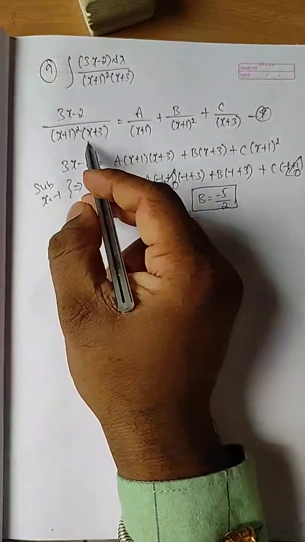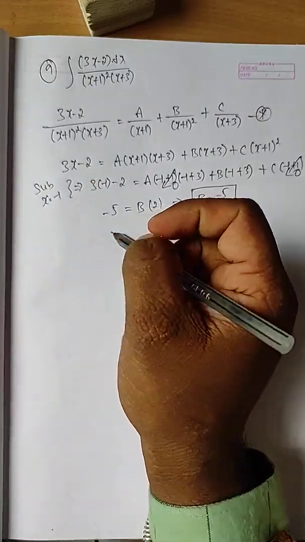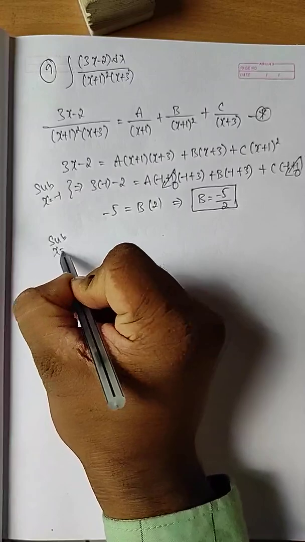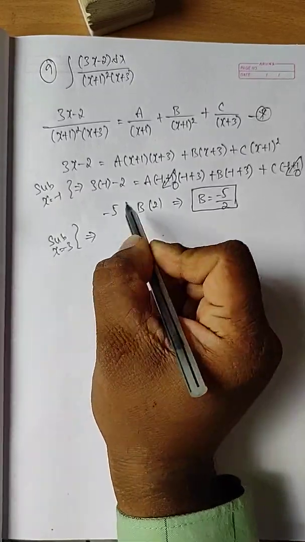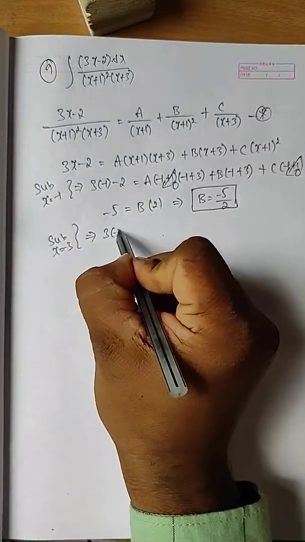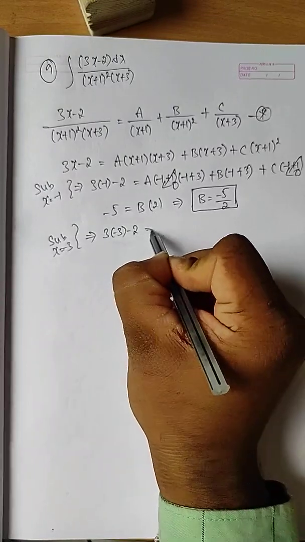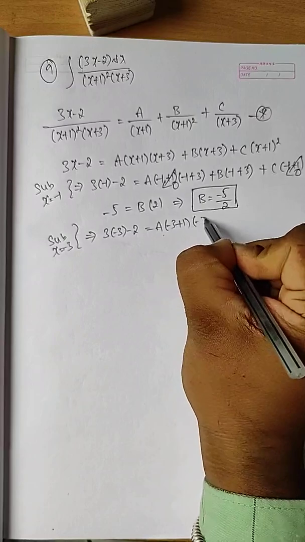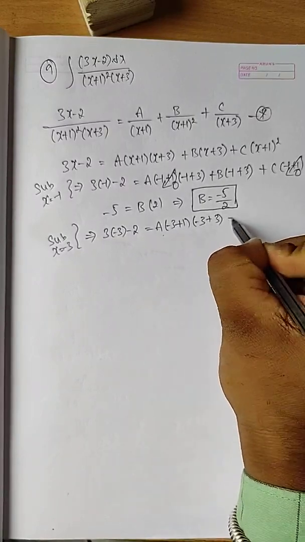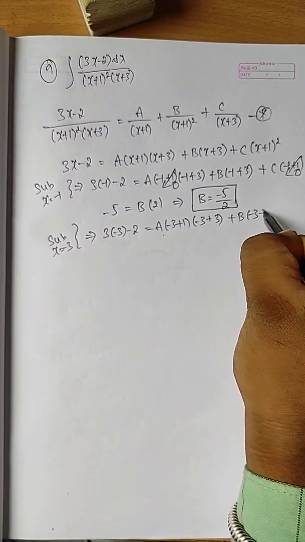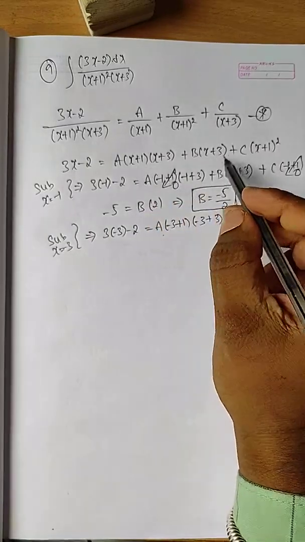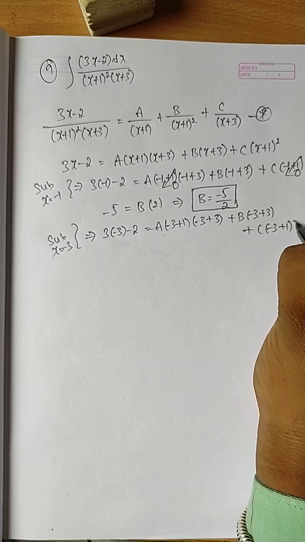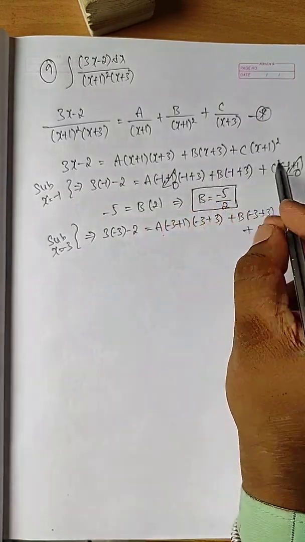Okay, for x plus 3, what do you want to substitute? You want to substitute x is equal to minus 3. If you substitute x is equal to minus 3 in this, so 3 into minus 3 minus 2 is equal to a into minus 3 plus 1, minus 3 plus 3, plus b into minus 3 plus 3. We are substituting x as minus 3 in this, plus c into minus 3 plus 1 whole square. Instead of x we substitute minus 3.